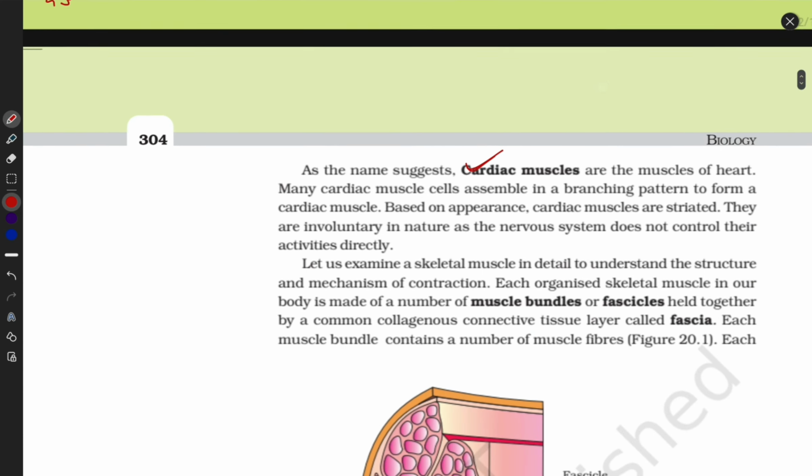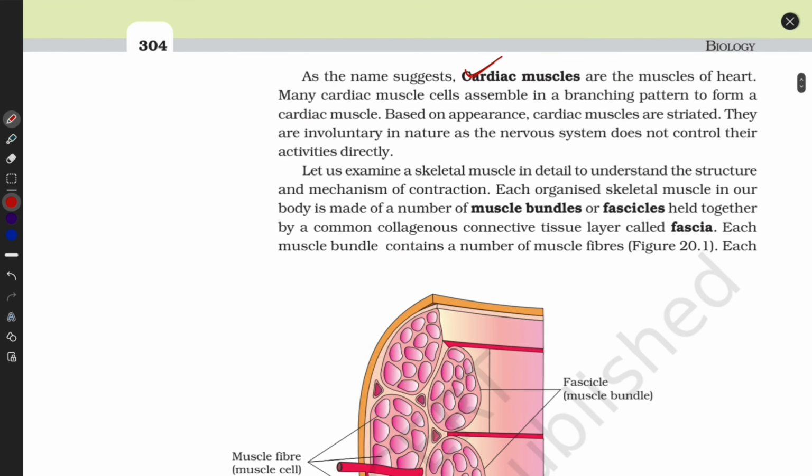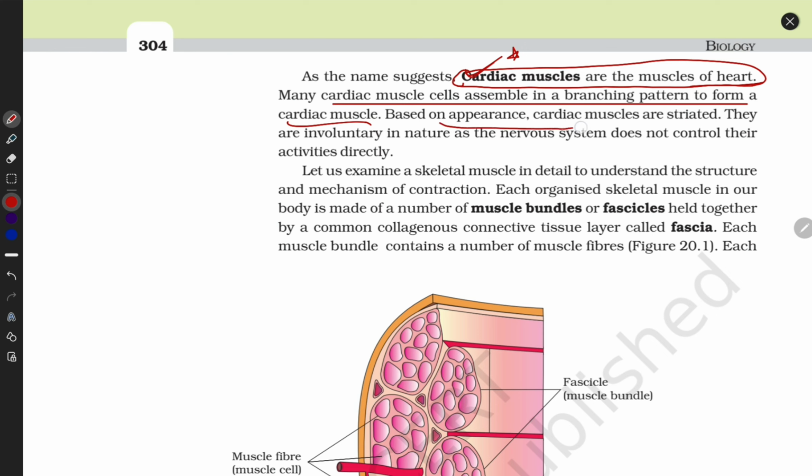Alright guys. Next, let's switch to cardiac muscles. Cardiac muscles are always found in the heart. This is important. Many cardiac muscle cells assemble in a branching pattern to form cardiac muscle. Based on appearance, cardiac muscles are striated, and they are involuntary in nature. Of course, they are involuntary.